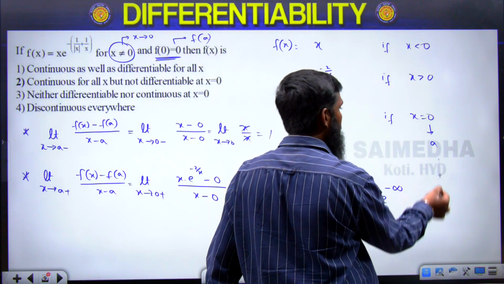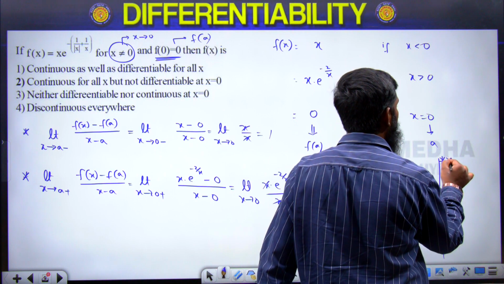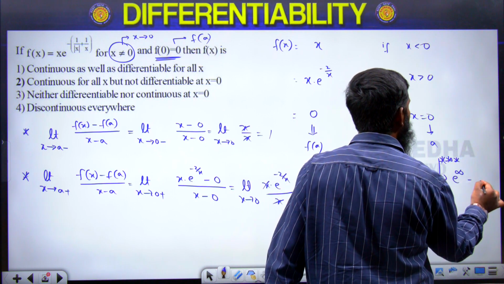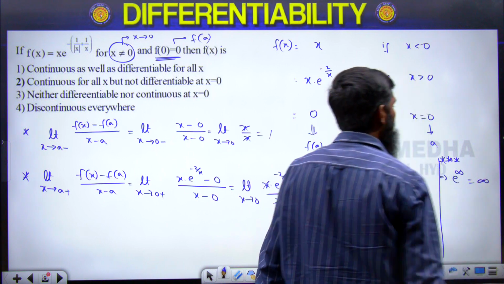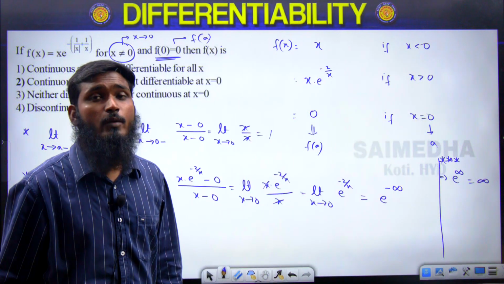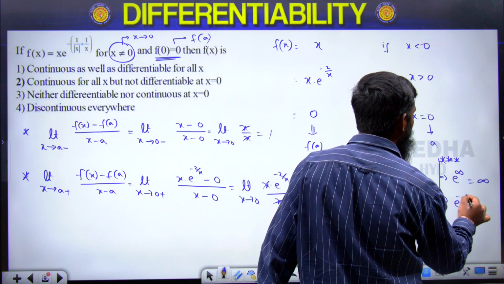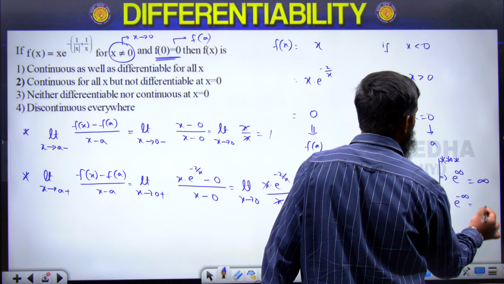Now you have to remember this part very carefully, very important. First, if you have e power infinity, the answer will be infinity. Now if you have e power minus infinity, what does it mean?